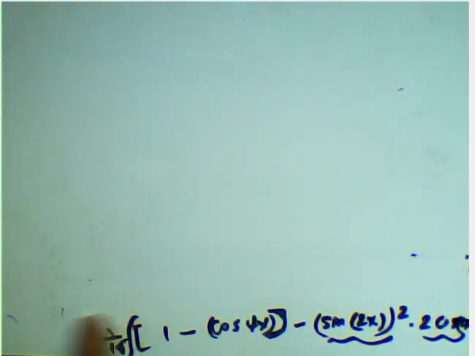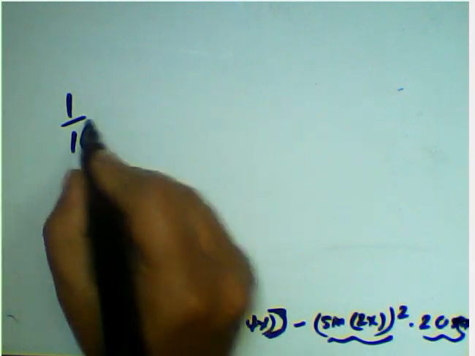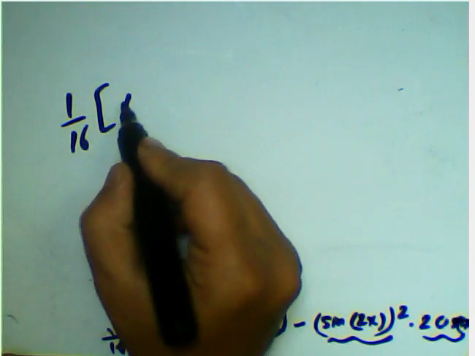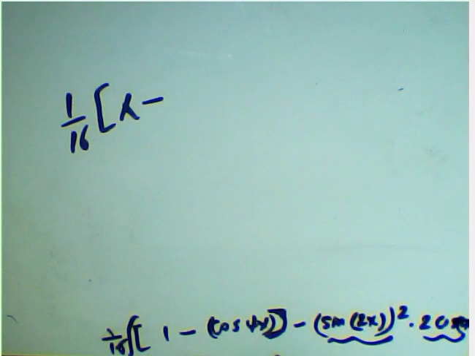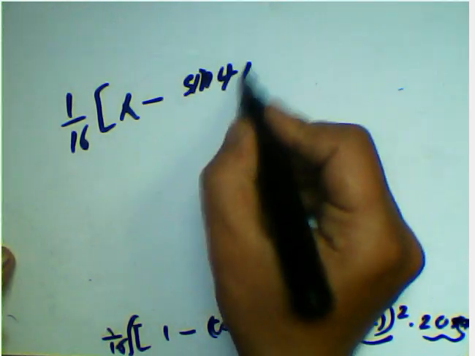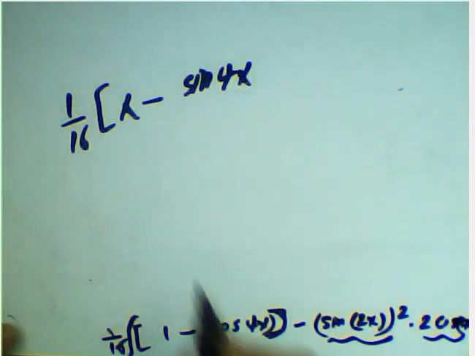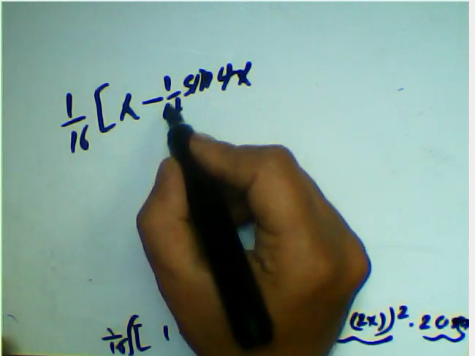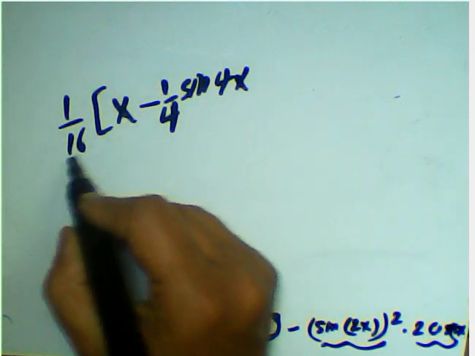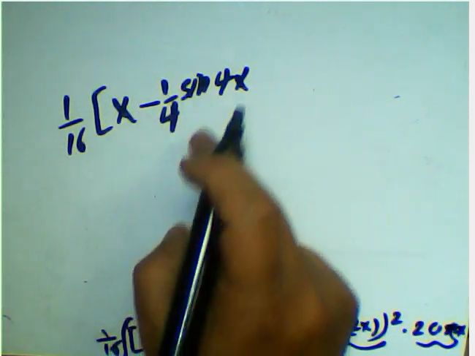Okay, I will complete the result up here. 1 over 16, write it here. The integration of 1 will be x. Integration of cosine angle, it will be what? Integration of cosine will be sine. Sine angle divided by coefficient of angle here 4, okay? Divided by 4. The result will be 1 over 16 multiplication x subtract 1 over 4 sine 4x.